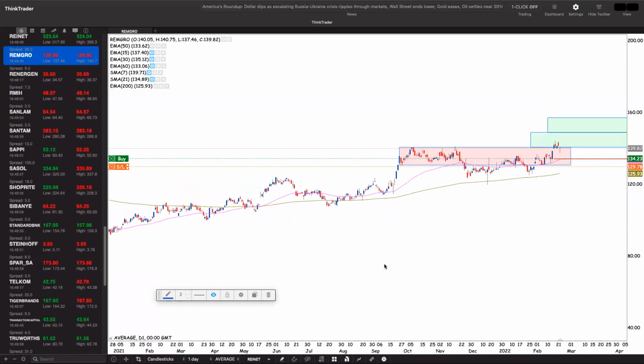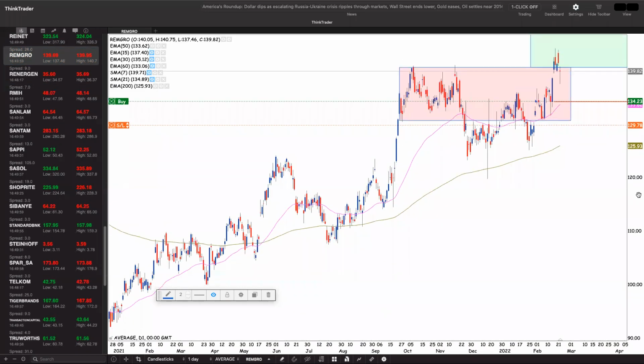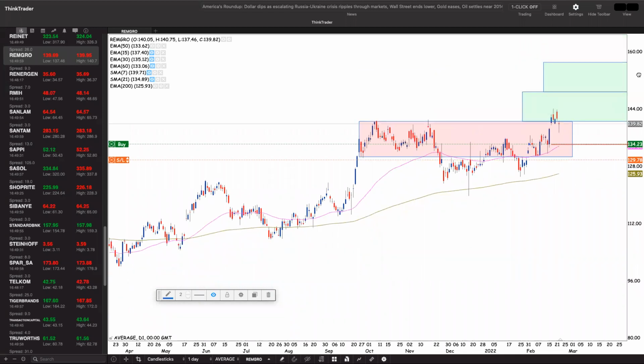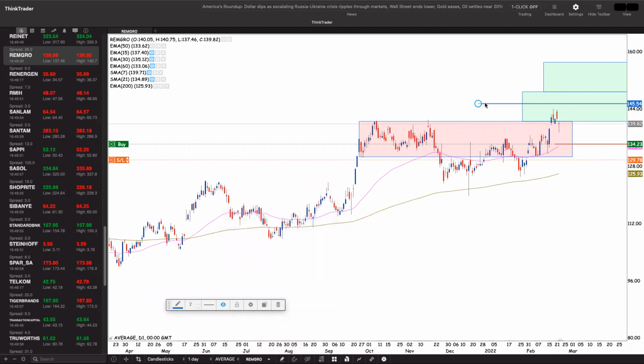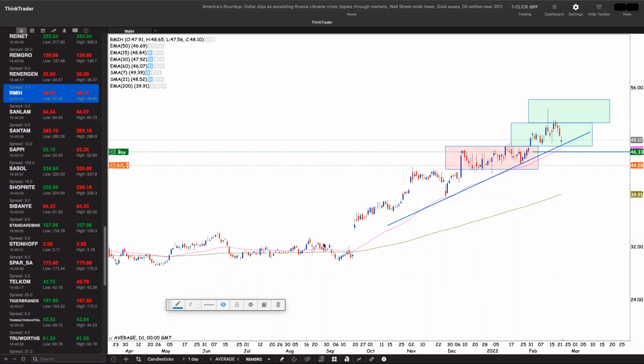Anyway, moving right along, Remgro flirting with the higher box, not moving with any significance. But if it does, I'm gonna raise my stop loss and add to my position. So I'm gonna wait for it to take out that high there at 144. I'm gonna wait for it to make a new high, but I want it to close through, not just touch it. I want a high close through 134, and then I'm gonna raise my stop to 134 and add to the position.